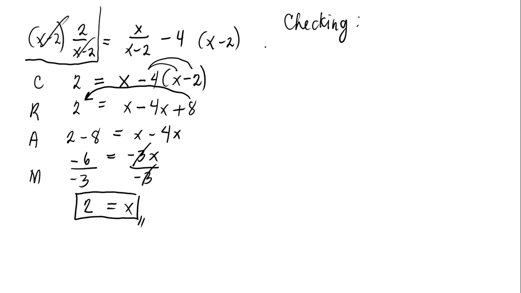Okay. So, substitute lang natin yung value ng x sa lahat po ng x sa given na equation. So, you have 2 over 2 minus 2 is equal to 2 over 2 minus 2 minus 4. Okay? So, solve natin. We have here 2 over 2 minus 2 is 0.